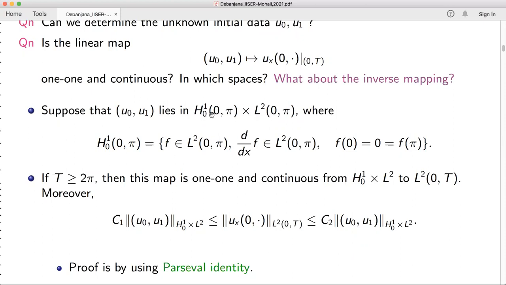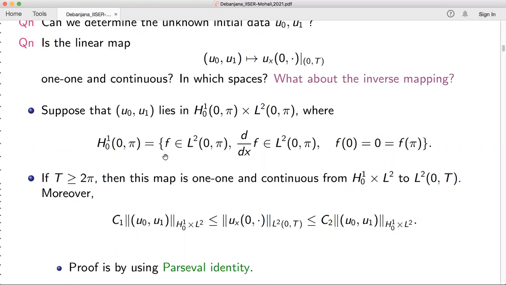H^1_0(0,π) is a Sobolev space, whose definition is given below. It is the collection of functions f such that f is an L^2 function in (0,π), its weak derivative exists and is also in L^2(0,π), and not only that, the trace of f at both boundary points x equal to 0 and π is equal to 0. So H^1_0 is the collection of such functions f.